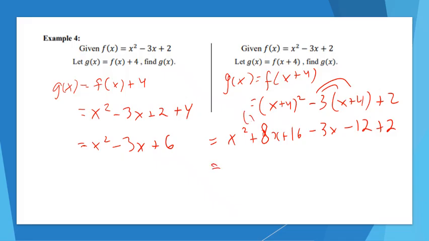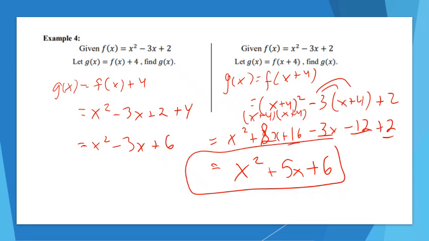And this is what you get when you FOIL out x plus 4 and x plus 4. This then is going to be x squared. 8x minus 3x is plus 5x. And then 16 minus 12 is 4, plus 2 is 6. So that's going to be our answer there. So notice how these two are very different because of the transformations in it.